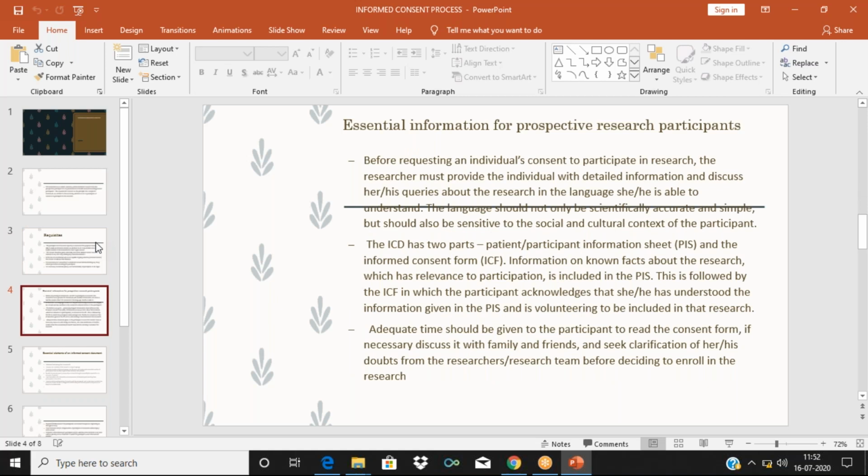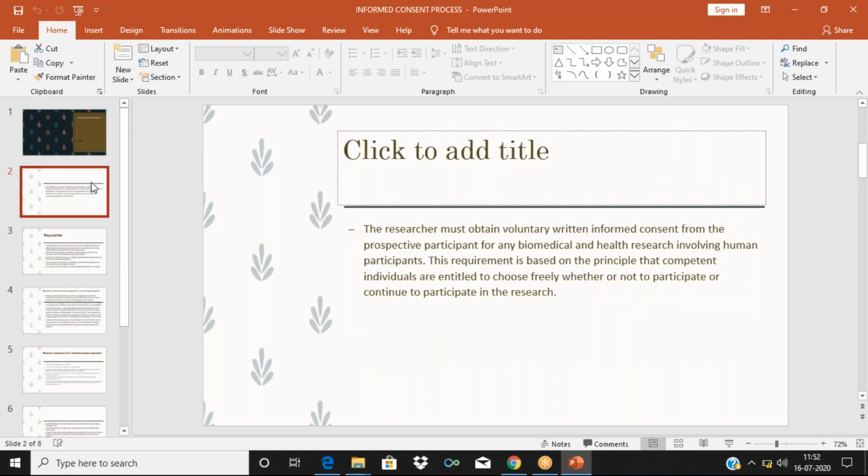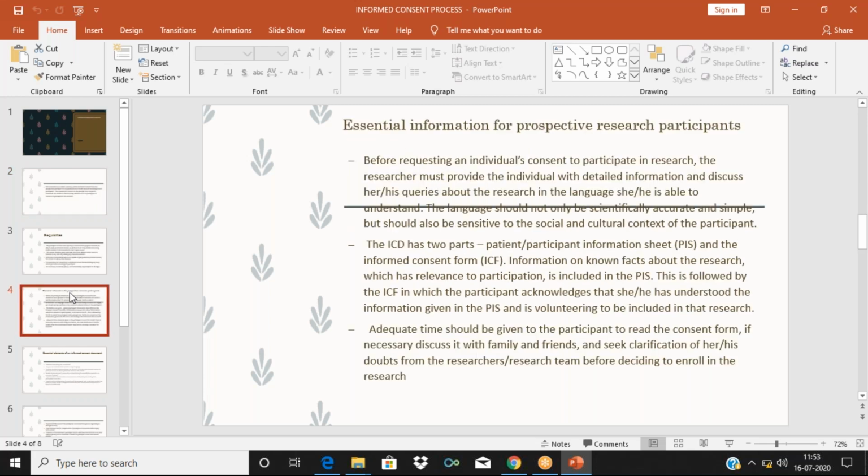Next is what information has to be given to the prospective research participants. We discussed here that it is informed consent. It means that the researcher has to educate the participant on every aspect of the research that is going to affect their decision on participation. So what all factors are there that affect their decision has to be informed to the participants. Here we can see some of the essential information that has to be given to the participants.